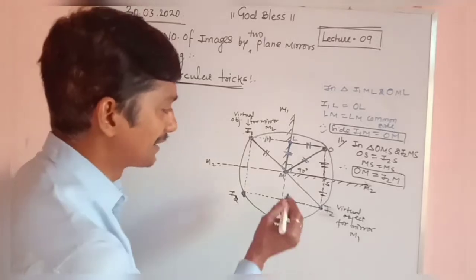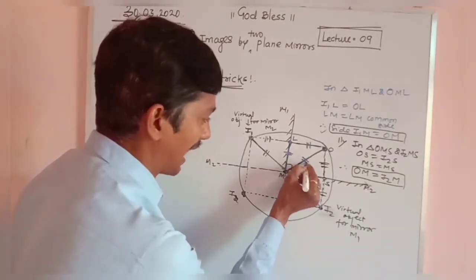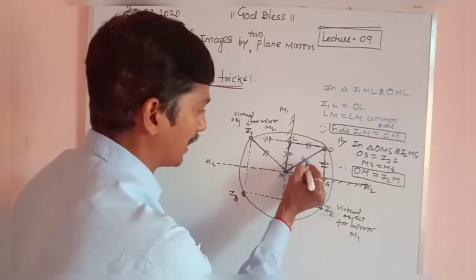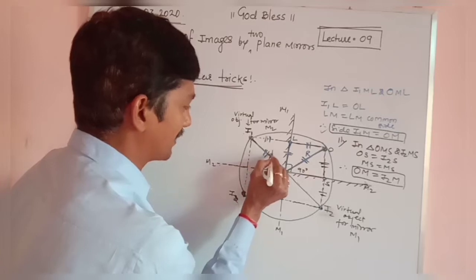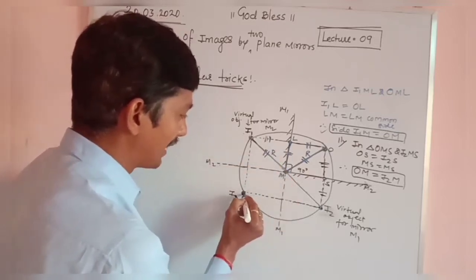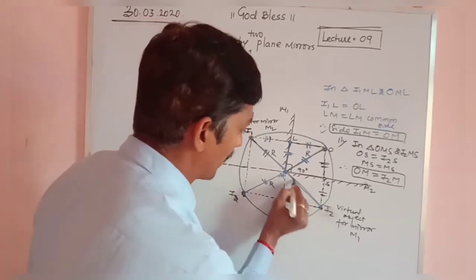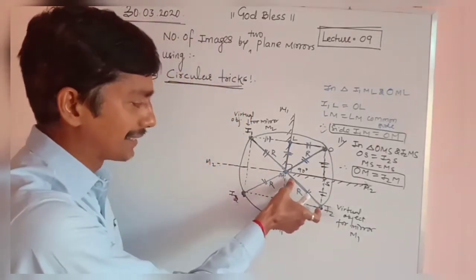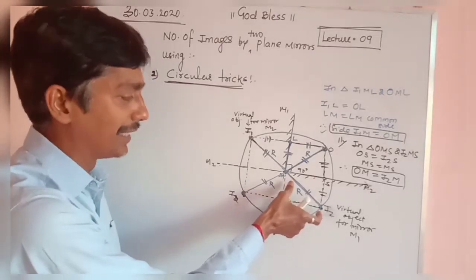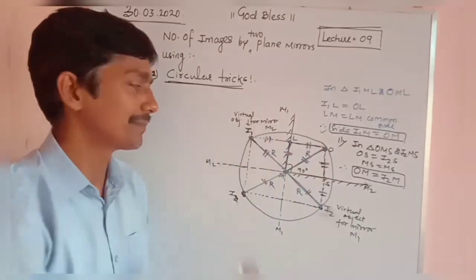And this is the method called the circular trick. Here this side OM now becomes the radius. I1M becomes the radius. I3M becomes the radius. I2M becomes the radius. That is, the distance of the image from the mirrors becomes the radius.